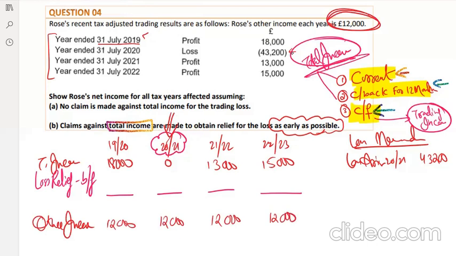The loss relief we will plot after. We are plotting the data. We got total income here, and then we'll have loss relief. Okay.